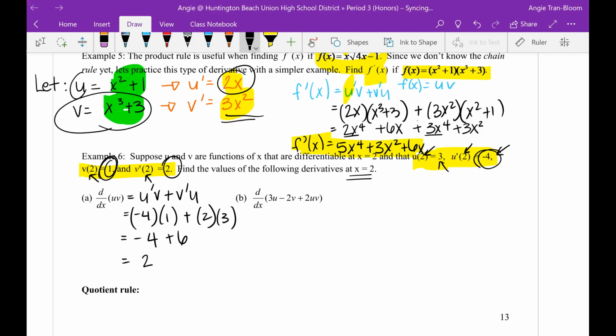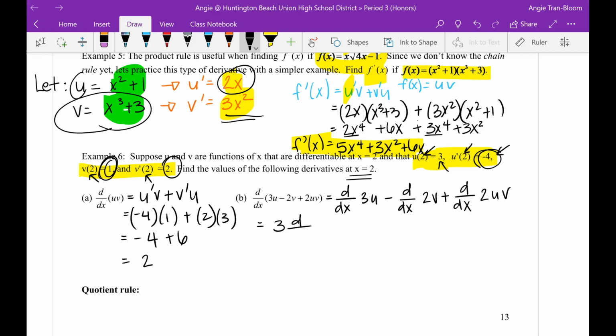Okay. Over here, we are going to use the derivative rule and separate them. So the derivative with respect to x of 3u, by definition, minus the derivative with respect to x of 2v plus the derivative with respect to x of 2 times u times v. Okay, and again, a constant you can pull out first and then just do the derivative of u. Minus 2, do the derivative of v. And over here, I'm going to factor out the constant. So now I am asking you to find the derivative of u times v.